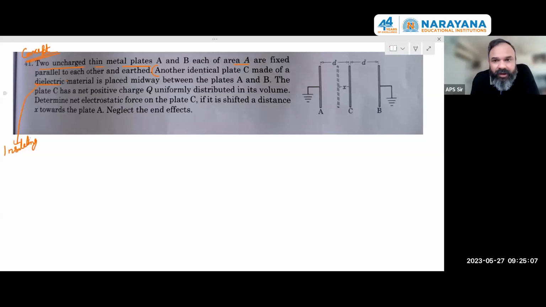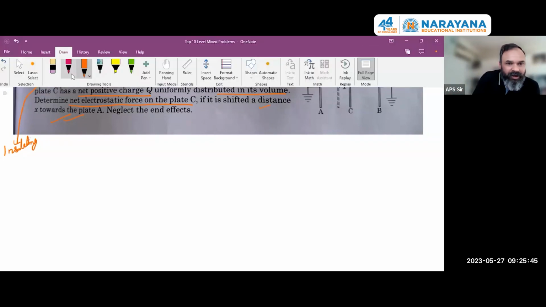The question was, the plate C is given a net positive charge capital Q, which is uniformly distributed over its volume. Now, when you say volume, it is like a thin sheet, so it is more of an area, less of a volume. The question is, if somebody shifts this insulating dielectric plate by a small distance x leftward, what is the net electrostatic force which will be acting on C if it is shifted a distance x towards plate A? I'll give 1 minute to all of you to think and answer. A very probable kind of question for JEE and may not be a very tough one.